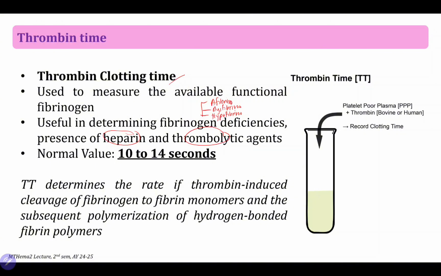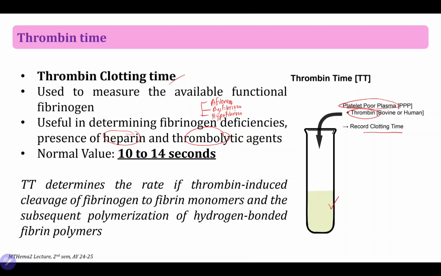Okay? Now, what do we do in thrombin time? It is similar to PT and PTT. You have your patient's plasma, and then your reagent in this case is thrombin. Okay? So, you combine them together, and then once you combine them together, you record the clotting time.